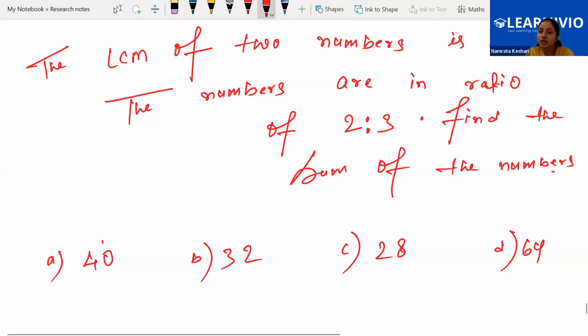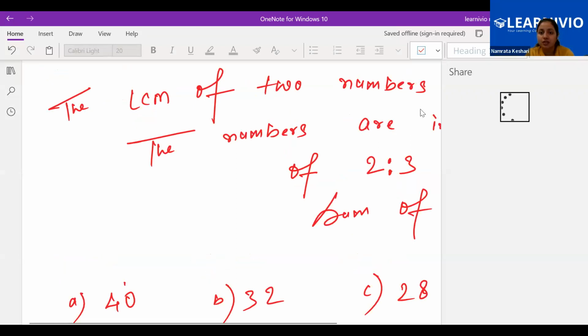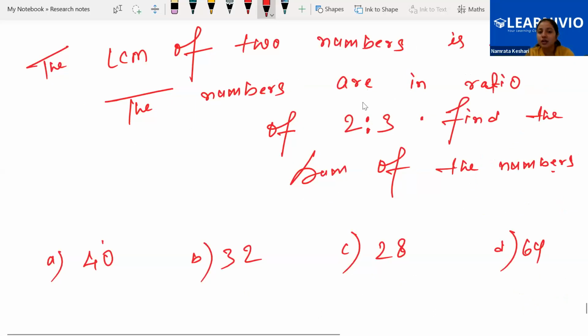Please try it at first, then we will be discussing it. I'm giving you 2 minutes. Please try it at first. What the question says: the LCM of two numbers is given over here. The numbers are in ratio 2:3. Find the sum of the numbers. That's it. Please do try, then we are going to discuss it over here.